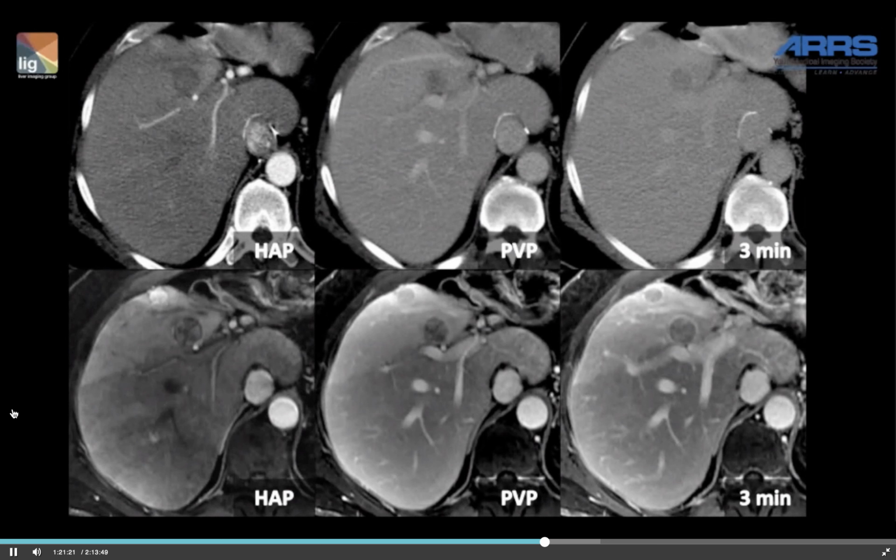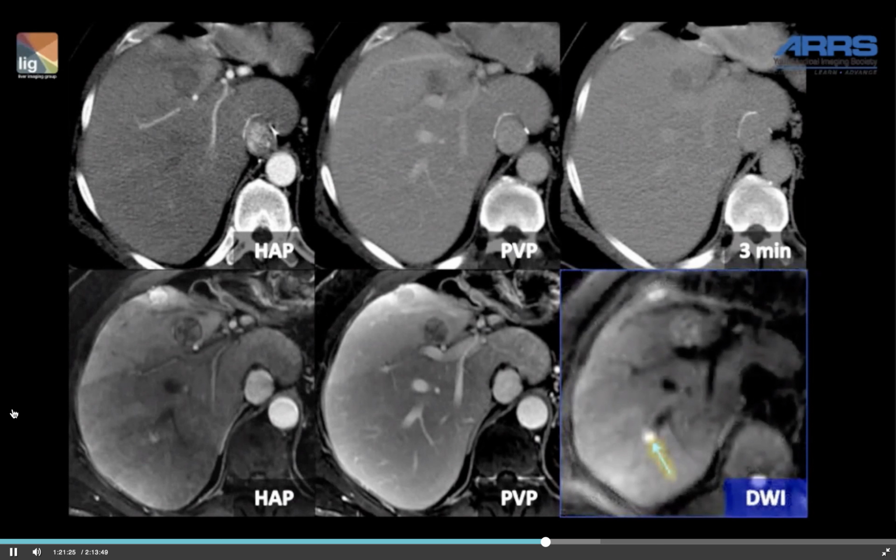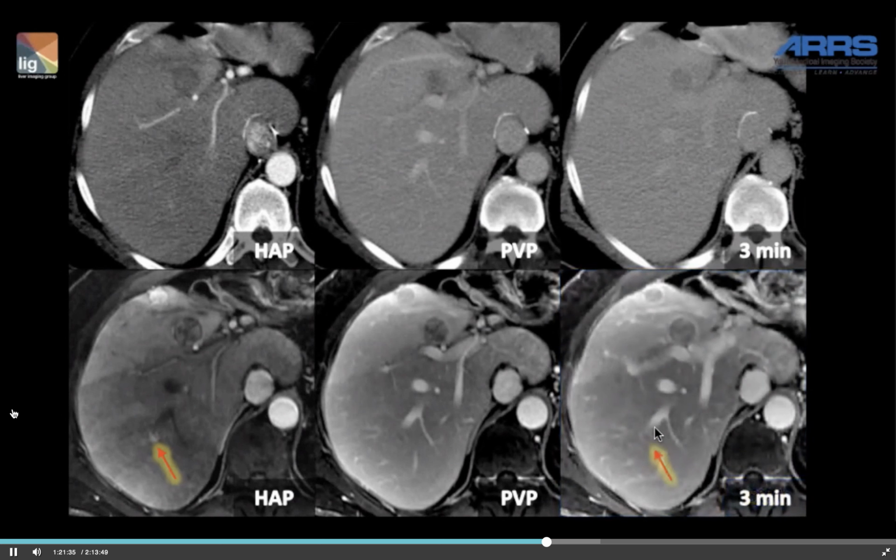Does anyone see it? Well, I didn't see it initially until I saw the diffusion-weighted image, in which case the cancer is very obvious. Once I saw the cancer here, I could then see it in the arterial phase. Once I saw it in the arterial phase, I could then see it as this washout lesion with capsule on the 3-minute, and I was able to see the 3rd HCC.